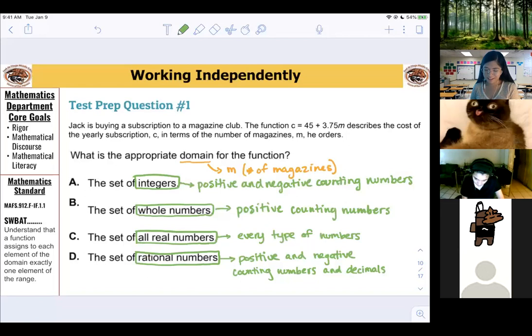But the only thing you got to think about right now is that all real numbers are basically just everything: fractions, decimals, whole numbers, positives, negatives, just every type of number that you guys know about. So as you finish writing down these definitions, which of the answers is going to be our answer for this question? If the domain is magazines, which type of number would be appropriate? B. Whole numbers, because it has to be positive and it cannot be a fraction or a decimal.